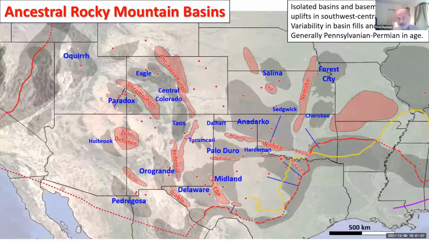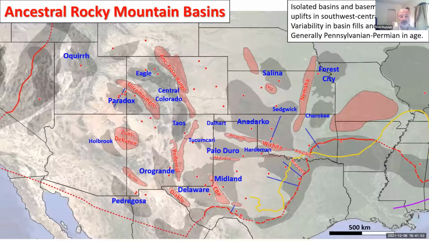So let's talk a little bit about an even more complicated system, the Ancestral Rocky Mountain basins. That's all of these basins in the mid-continent through the Southwest, shown here in blue. Now we're looking at isolated basins and basin-involved uplifts in the Southwest and Central area. They're, if I can use the term with some trepidation, sort of Laramide style. They're thick-skinned. We see a tremendous variability in the basin fills, and also some variability in the timing. But overall, we're looking at something that's roughly coeval with the Alleghenian and Ouachita orogeny, Pennsylvanian and Permian in age.